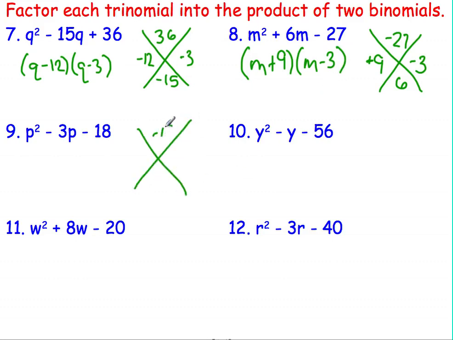Let's see, negative 18, negative 3. So that means one's going to be negative, one's going to be positive. Let's see, I probably have like a negative 6 and a positive 3. Negative 6 times 3 does give me negative 18. And negative 6 plus 3 does give me negative 3. So I'll have p minus 6 and p plus 3.